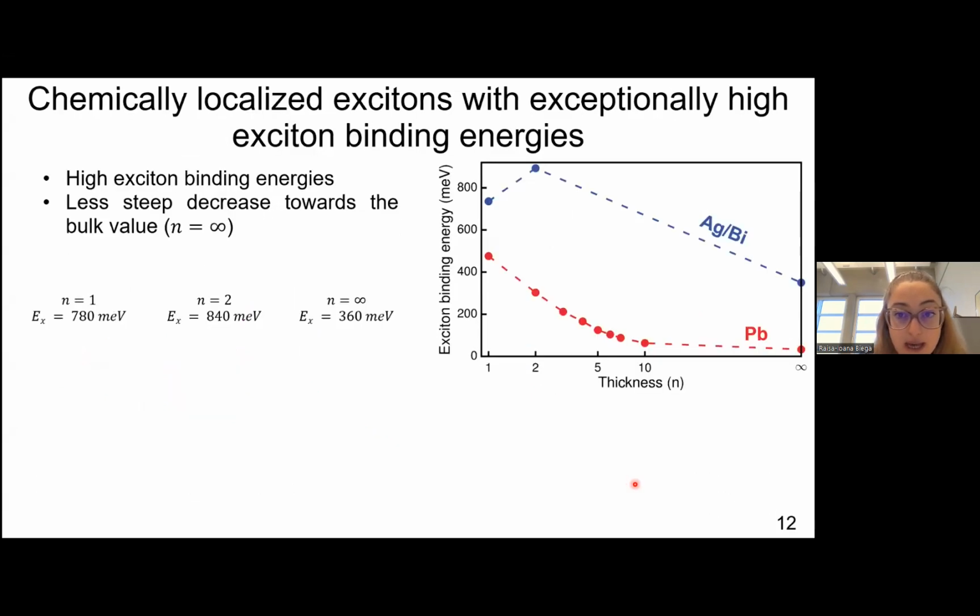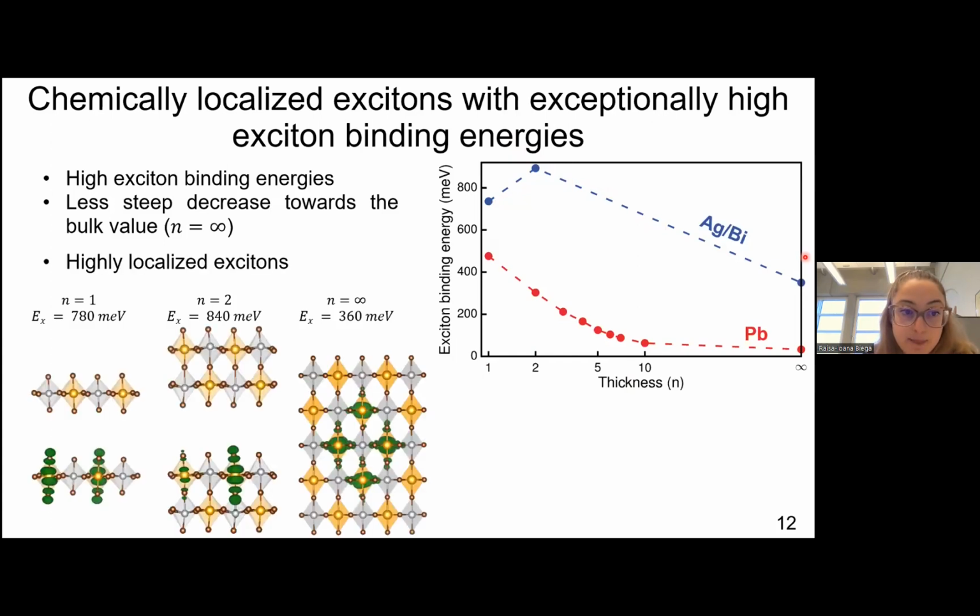And what's actually happening is that, first of all, the n equals 2 features a higher exciton binding energy than the n equals 1. And the decrease is less steep. So it still goes to the bulk value, but all of those values are really higher as compared to the lead-based perovskites. And this is actually happening because the excitons in those materials are highly localized.